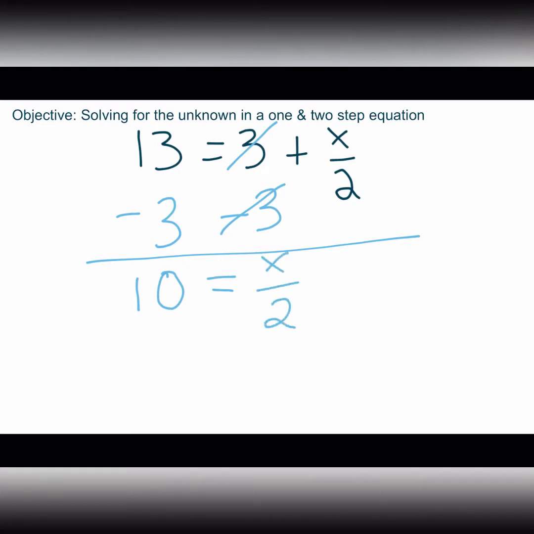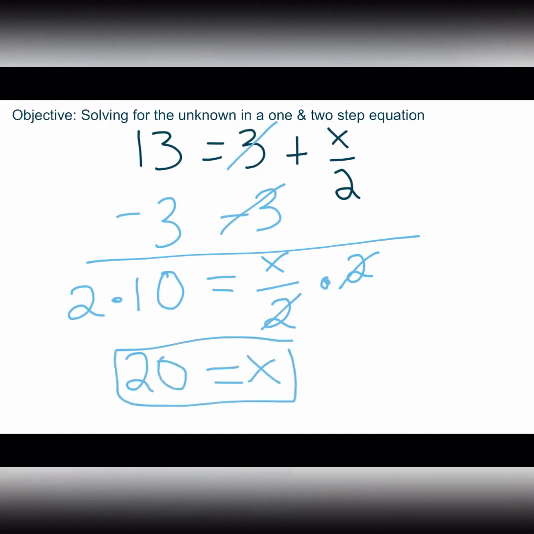So x divided by 2, to undo division, we multiply by 2. These cancel. 2 times 10 is 20. And that is equal to x. And that is our final answer.